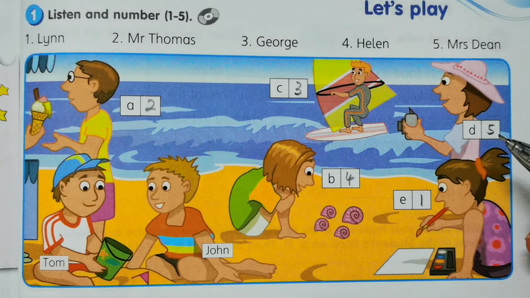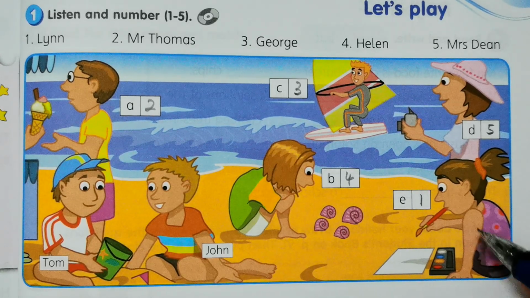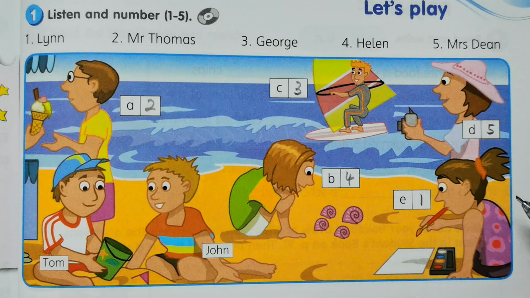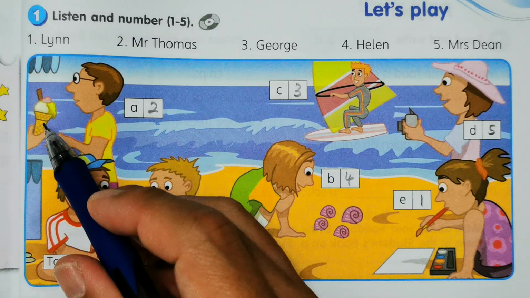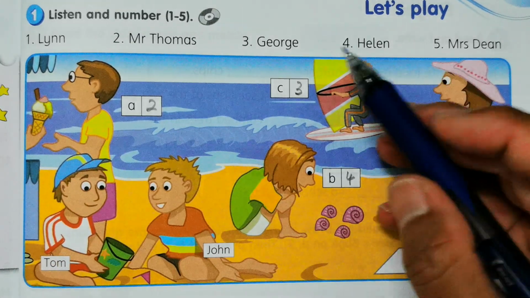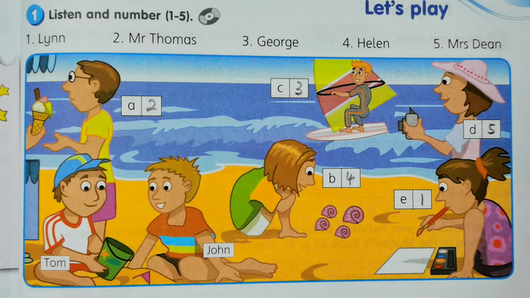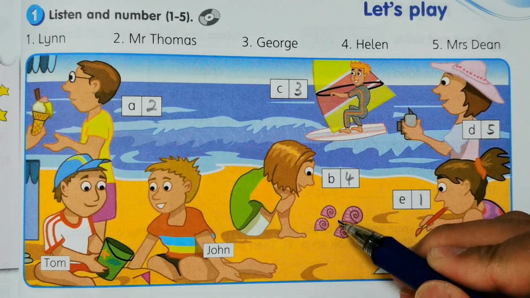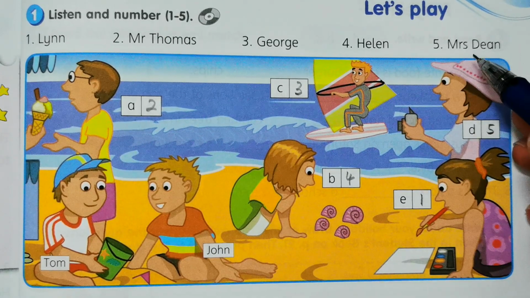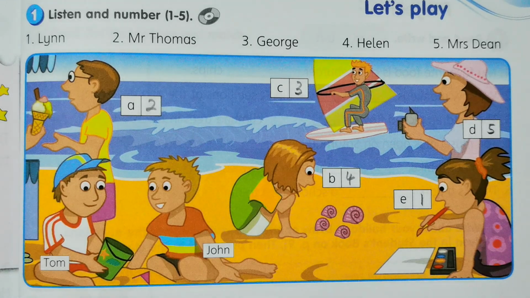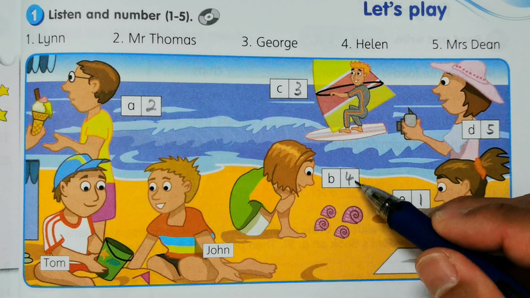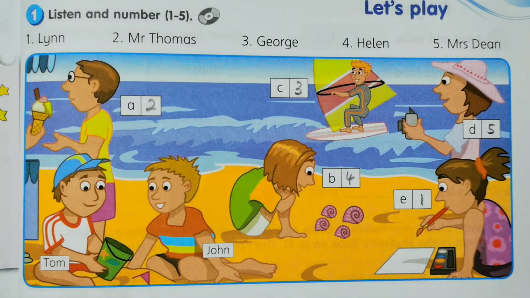So to summarize this picture, we have Lynn here. Lynn likes painting. And then we have Mr. Thomas. He likes ice cream. And we have George, windsurfing. Helen, looking at the shells. And we have Mrs. Dean, taking pictures. So I hope you put the number correctly in the box. So now we go and take a look at activity 2.